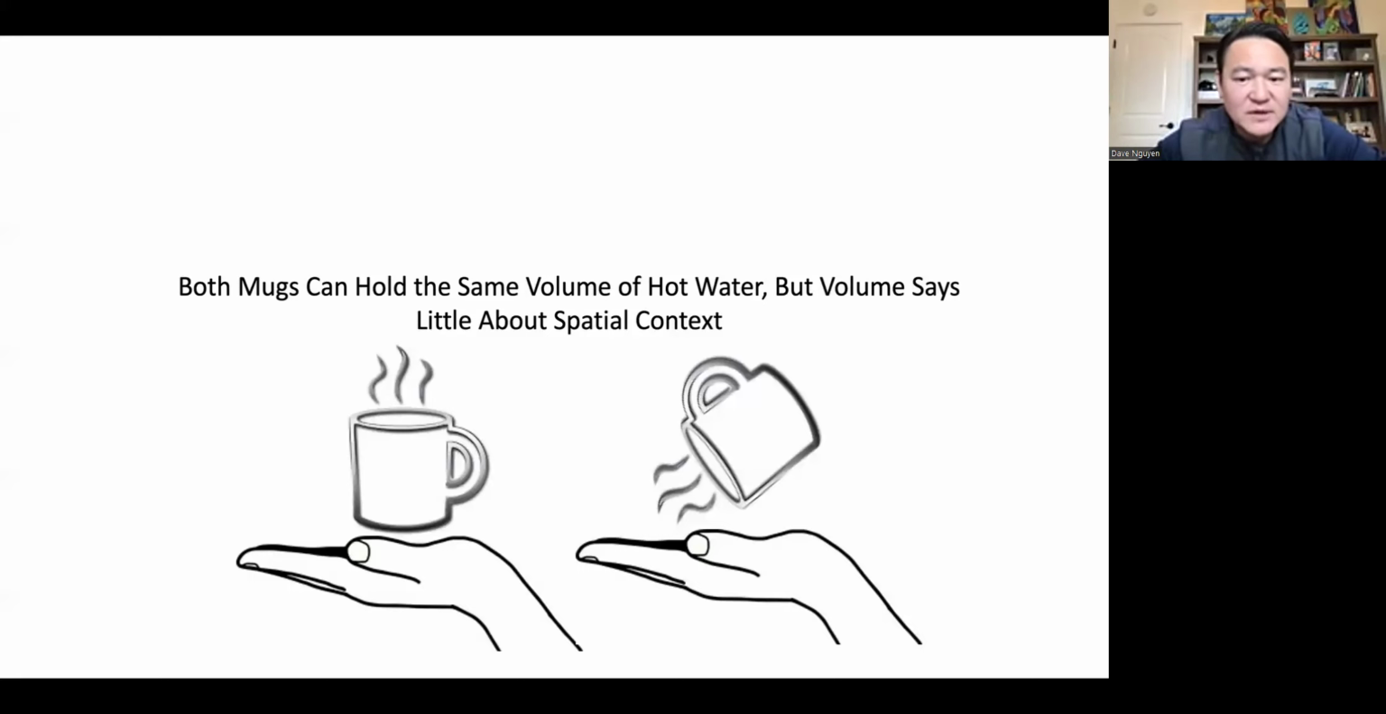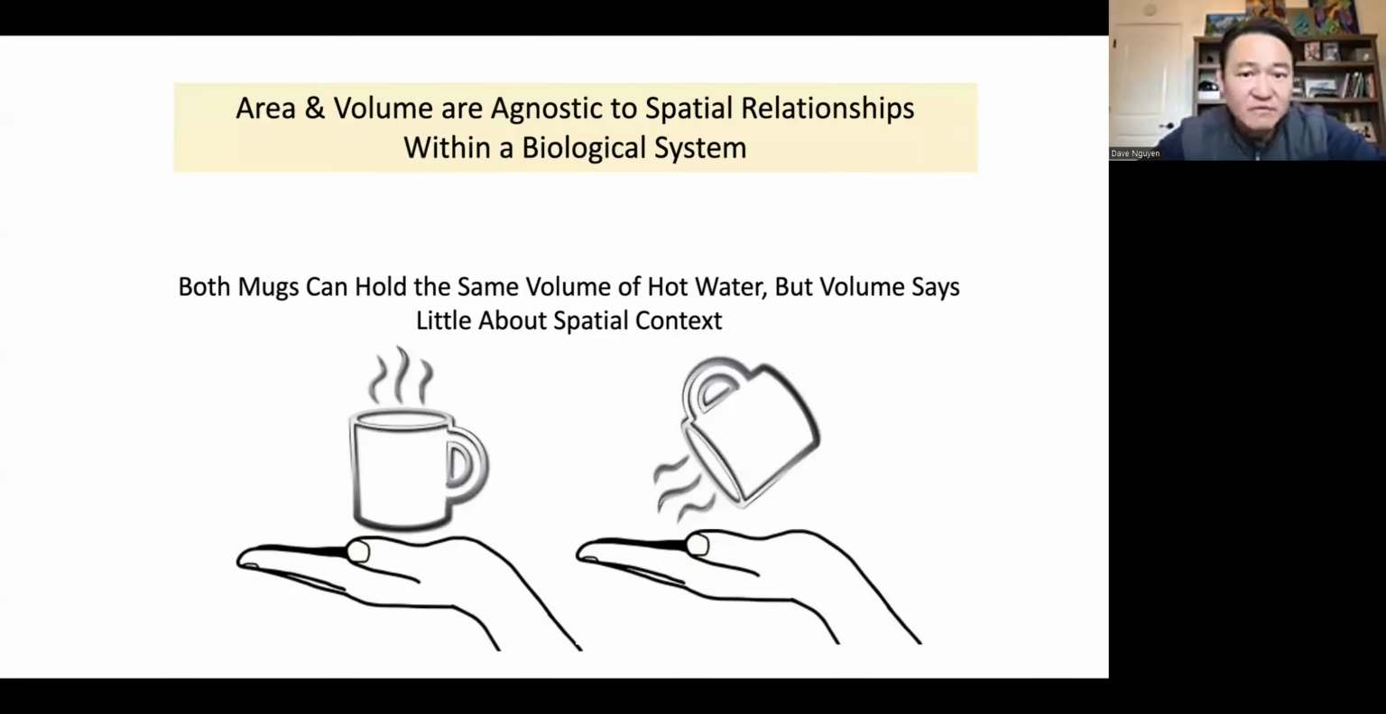So in front of you are 2 coffee mugs that are identical. They both hold the same volume of hot water. But volume cannot tell the direction of gravity. The spatial context in this case is gravity. And so area and volume, though they're great and useful in biology, are agnostic to spatial relationships, because in one case, one hand is about to be scalded with hot water. In another case, the hand is safe. But if you ask volume, tell me which condition is safe and which one is unsafe, volume says there's no difference. You see that? So volume, as useful as it is, cannot capture basic spatial context as relevant to health and safety.